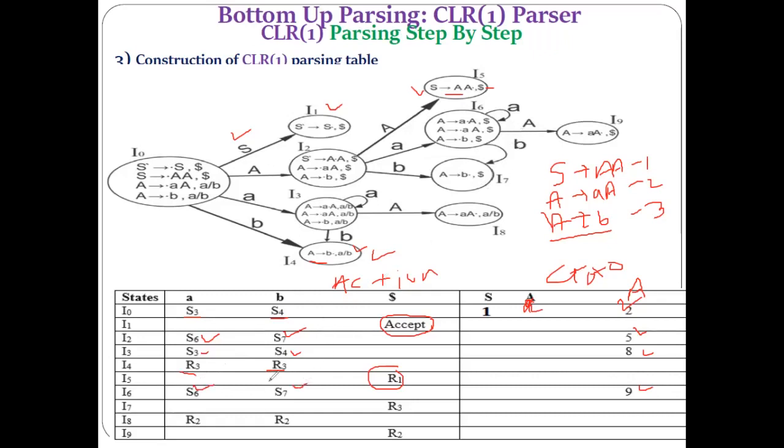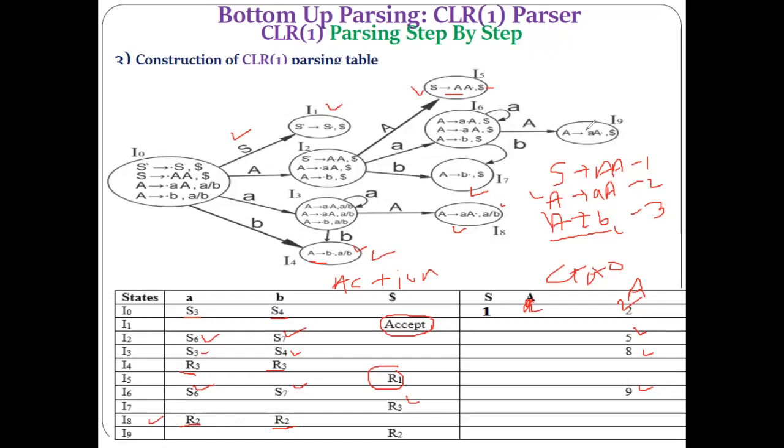Then the next step is I7. I7 is also a final item. So A derives b dot. This is our production number 3. And the look ahead is the dollar. So below the dollar only, we'll write R3 in the I7 state. Then I8 is also a final item, but I8 is production number 2, and its look aheads are a and b. So in case of I8, we write the reduction entry below a and below b.